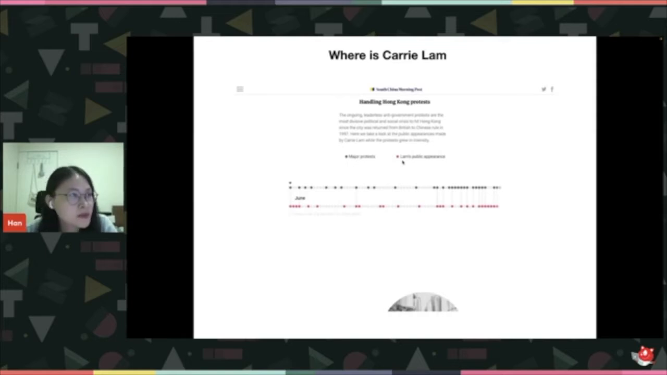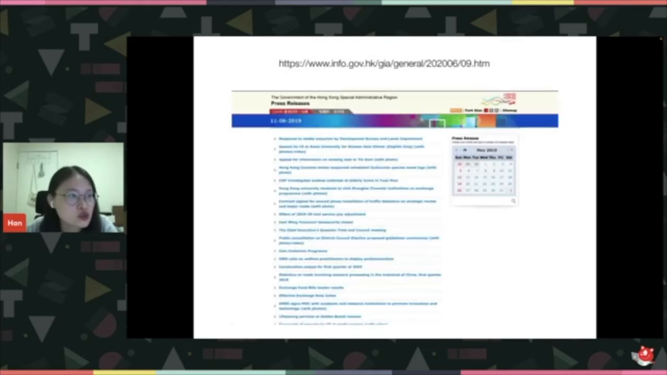Majority of the time I spend with this project is to collect the data. I didn't spend a lot of time to create the graphics. At the beginning, I thought it would be very easy to get the data, and I thought the government would have a place to include all her schedules. But at the end, I realized they didn't do it in a very well structured way.